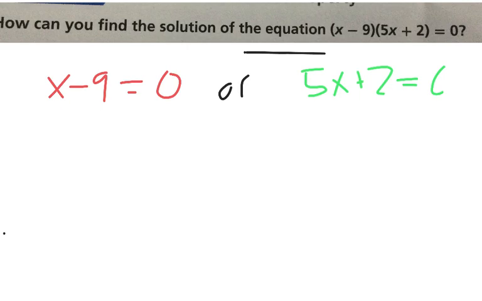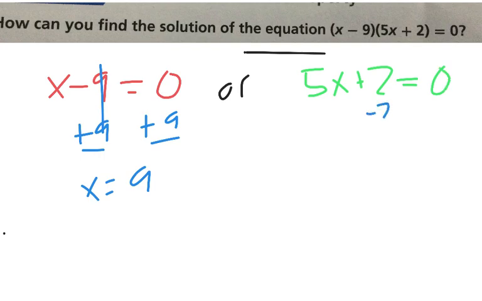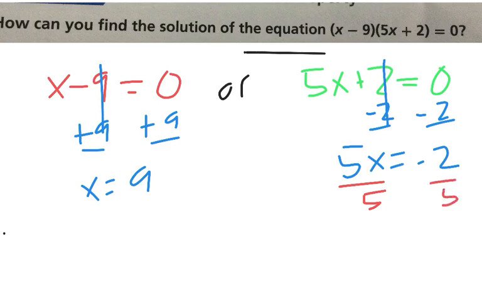Follow. And now you have two equations that you've created that we can solve to find what x has to be. So here, if x minus 9 equals 0, you can add 9 to both sides. And that tells me x equals 9. Here, what would I do to get x by itself? Subtract 2. So 5x equals negative 2. Divide by 5. So x is negative 2/5.